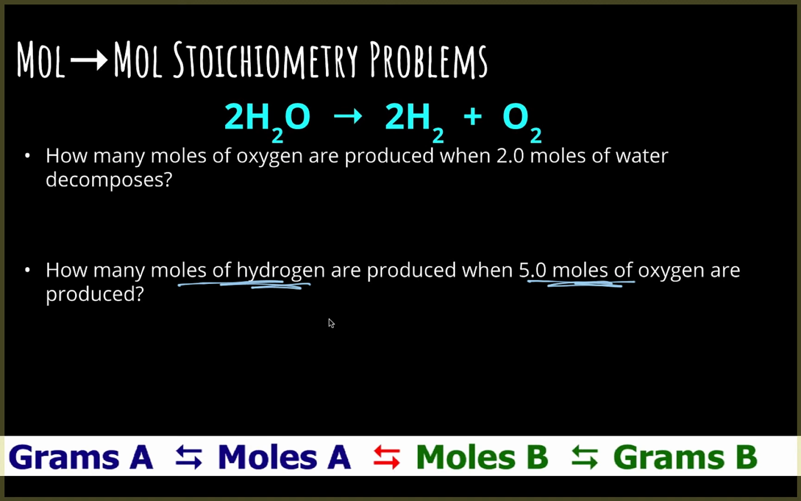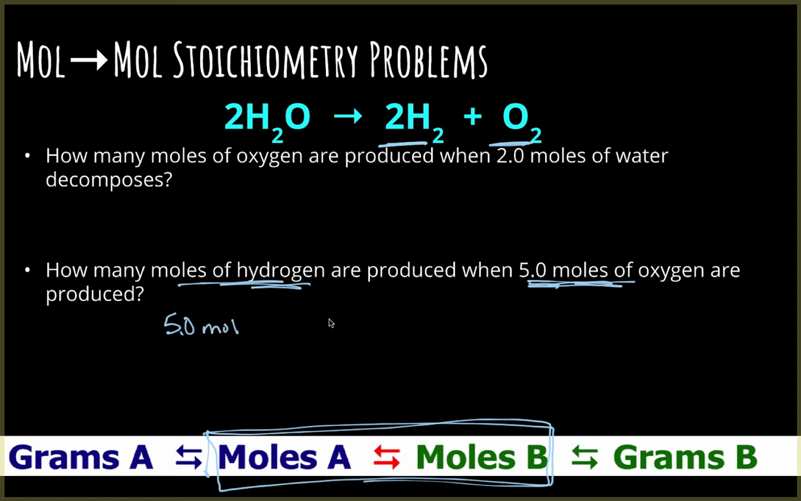So in this case, I'm using hydrogen and oxygen from the balanced equation. I'm still just doing moles to moles though. Okay, I'm starting with moles, ending with moles. So again, the only thing I need is the coefficients and the mole ratio from that balanced equation. I'm still going to start with what they gave me in the problem. I'm going to label it 5 moles of O2. And I want to know how many moles of hydrogen. So I'm going to refer to my balanced equation and look for my mole ratio. So for every 2 moles of hydrogen that are produced, I also produce 1 mole of oxygen.